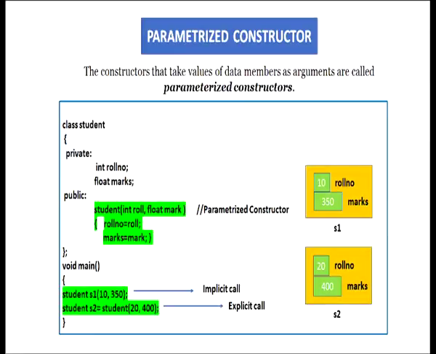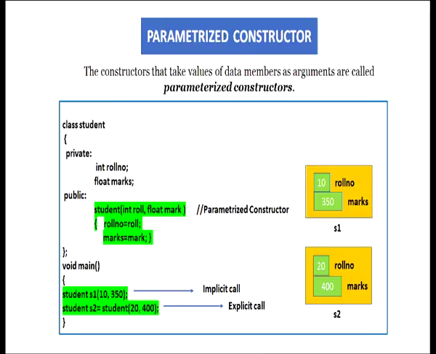Now, let us talk about the parameterized constructor. A parameterized constructor takes parameters, and these parameters are the values of data members. So, let us understand it with the help of an example. We are taking the example of class student again. In class student, there are two data members, roll number and marks, which are private data members.